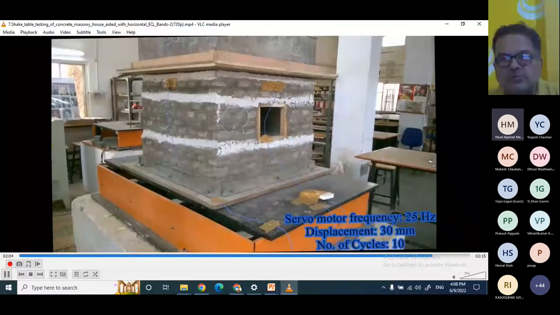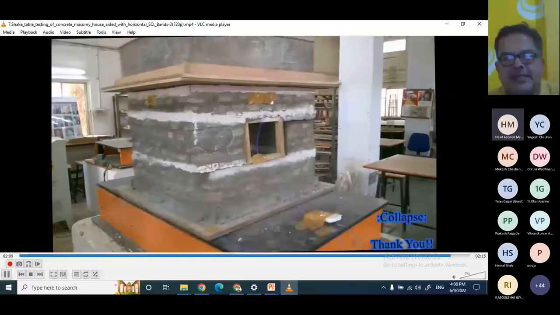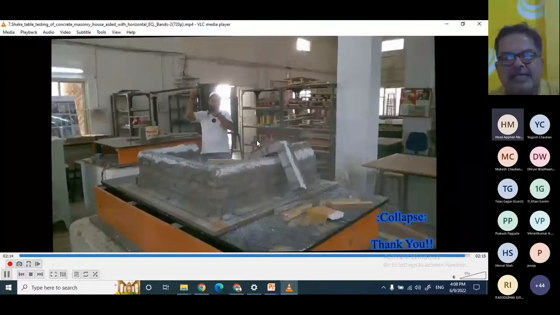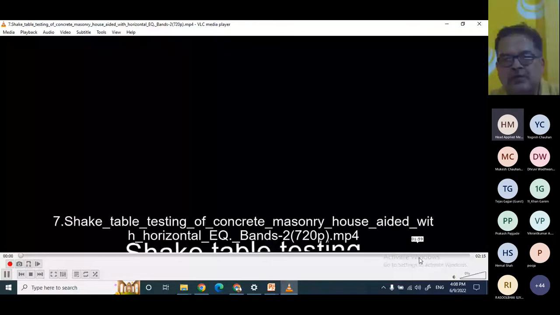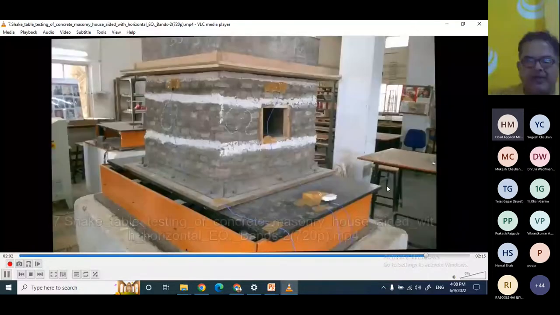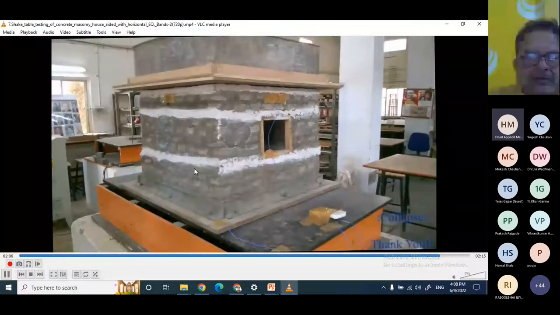Now you can see this is again where the original bands are provided, so again it creates a plane of weakness in the horizontal direction, and from that it is failing, right? Again you see at this particular point where the original bands are placed, the sliding shear was observed and it failed at that particular point.